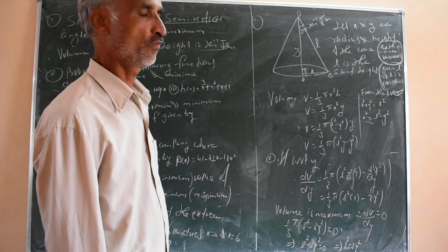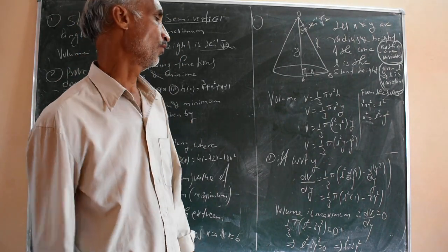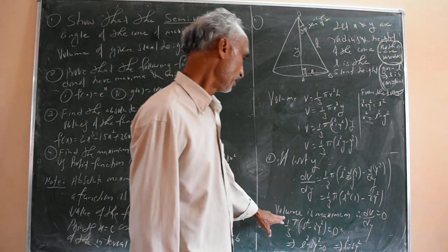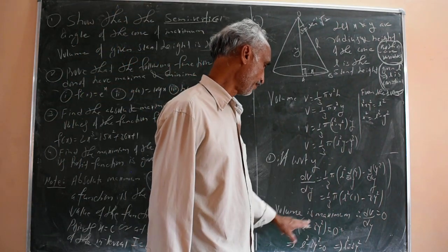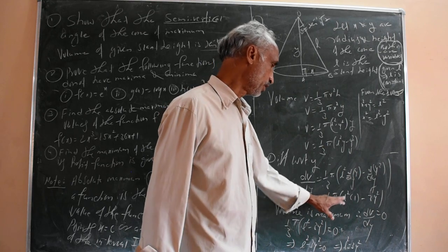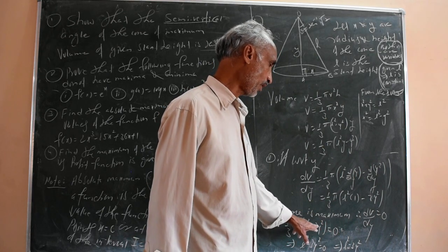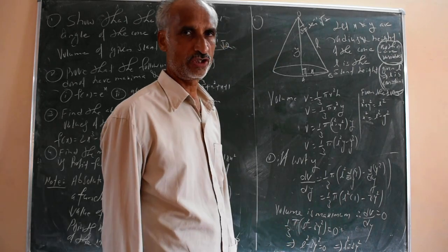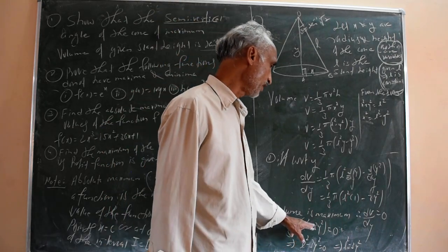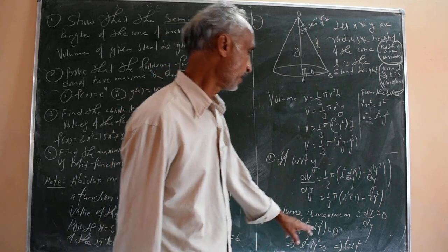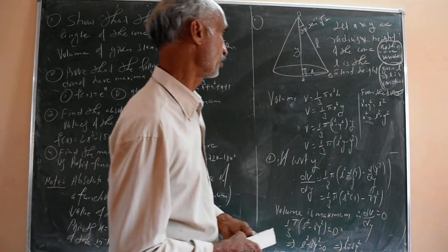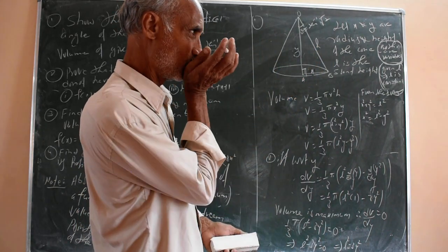Volume is maximum. Therefore, given that volume is maximum, take dv by dy as 0. That gives 1 by 3 pi into L square minus 3y square is equal to 0. The constant 1 by 3 pi will not be 0, therefore L square minus 3y square is 0, which implies L square is equal to 3y square.